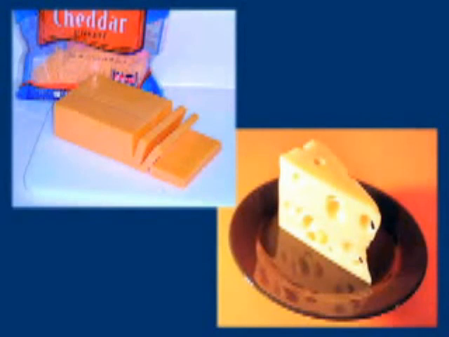The next exception to the rule is cheese. Although cheese belongs in the milk group, it is not considered a carbohydrate. It is mostly protein and does not need to be counted.